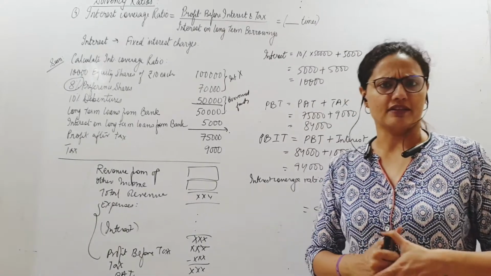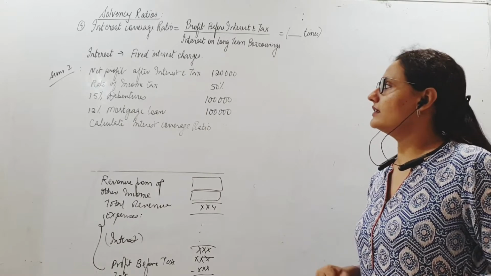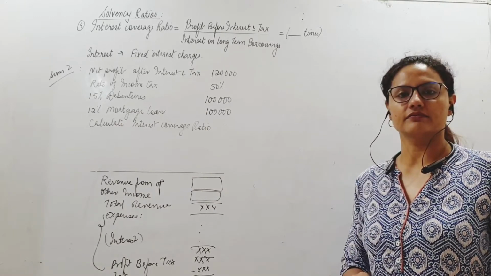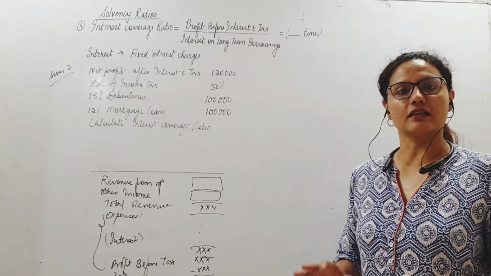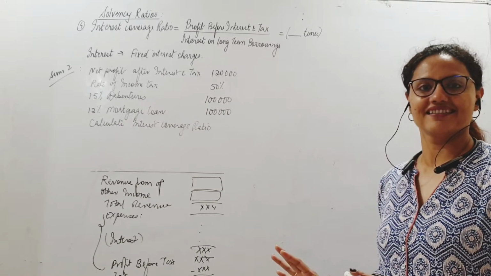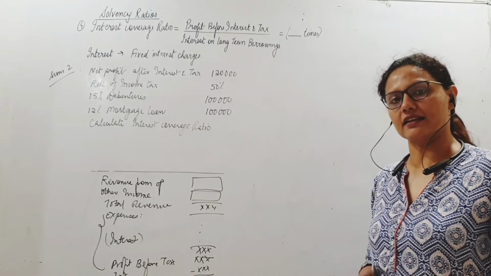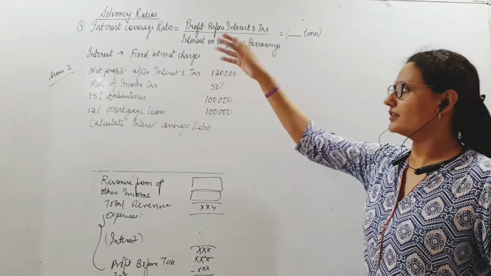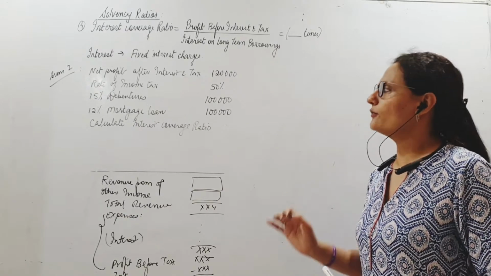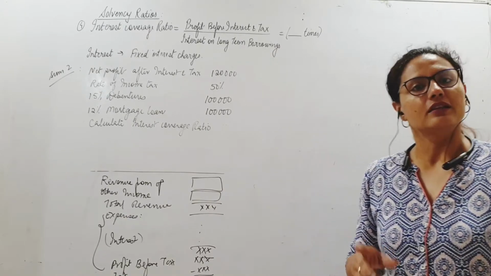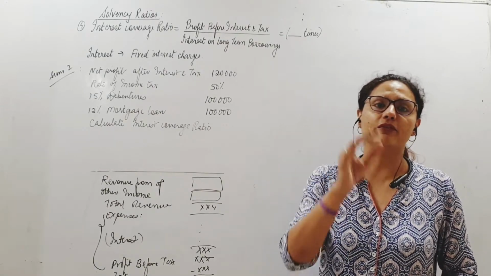We can take one more small sum, and this is more or less the same. Net profit after interest and tax is 1,20,000. If it says after tax, it means the profit is also after interest, because interest is deducted first and then we deduct tax, correct? Anyways, this is further making it clearer. So 1,20,000 is net profit after tax. Rate of income tax is 50%. This information is sufficient for me to calculate profit before tax.